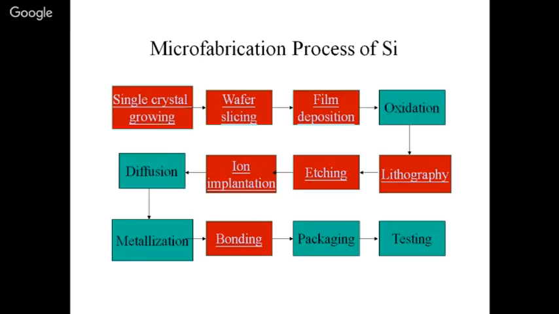refers to the process of the tendency of molecules to spread out. As a result, the properties improve by virtue of increasing the kinetic energy, random orientation or random velocity, and thermal energy of the atoms and particles. And after that, metallization, and then bonding, packaging, and testing. So these are the processes of silicon fabrication.